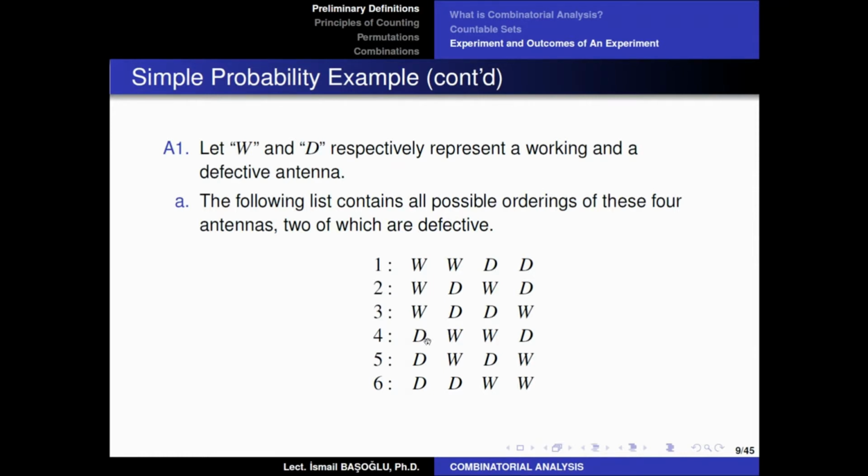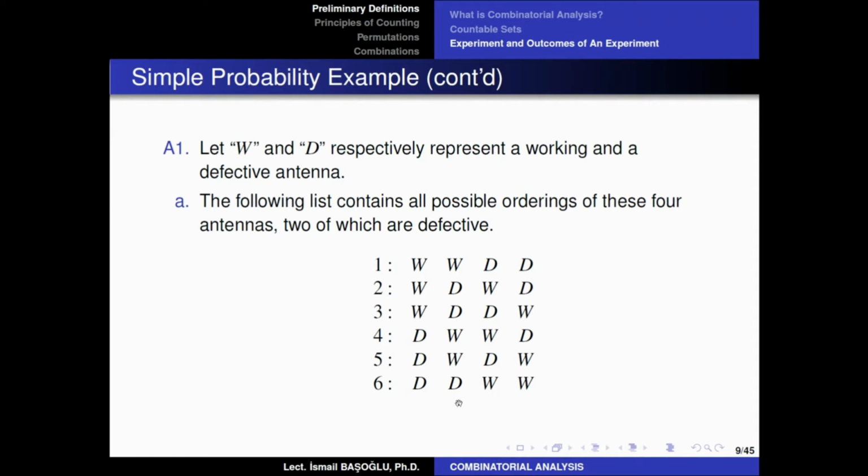Another possible ordering that I may end up with is the opposite of the third one, basically. The first and the fourth antennas can be defective, and the second and the third antennas can be working. And another possible ordering is the first and the third antennas defective, and the second and the fourth antennas working. And another one is the complete opposite of the first one. The first 2 antennas can be defective, and the third and the fourth antennas can be working.